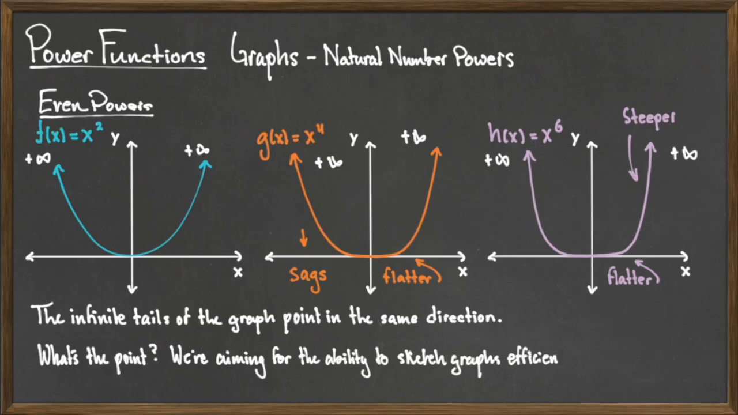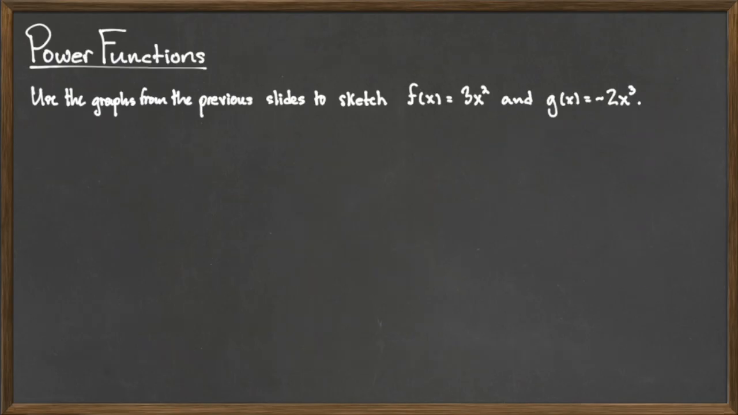So ultimately, what's the whole point of doing all this? Essentially what we're aiming for is a better ability to get more efficient sketches of graphs, and we're viewing these power functions as building blocks. The next slide gives us kind of a basic example. I want to get a graph sketch for f of x equals 3x squared and g of x equals negative 2x cubed.